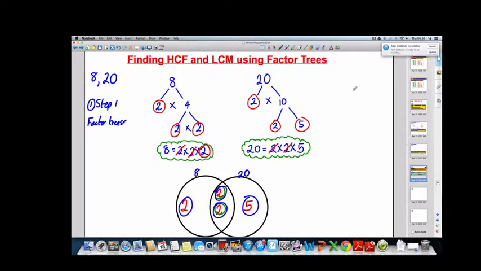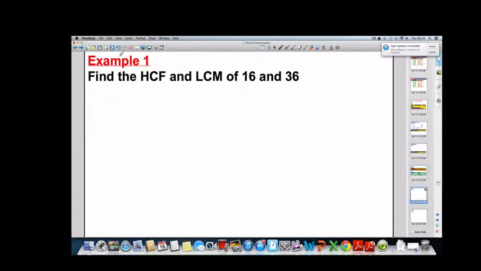I'll do one more example just to do everything this time. This was from our workings yesterday. So imagine our question was to find the highest common factor and lowest common multiple of 16 and 36. So the first thing you do is the factor trees. We did factor trees yesterday. And remember our prime numbers that we care about are 2, 3, 5, 7, 11, 13, 17, etc.